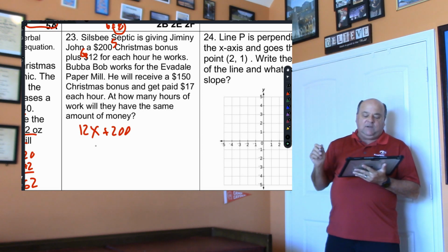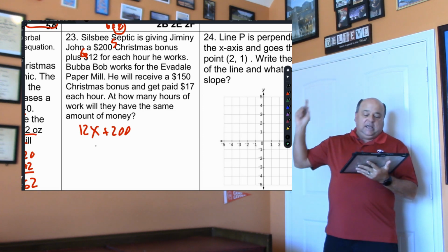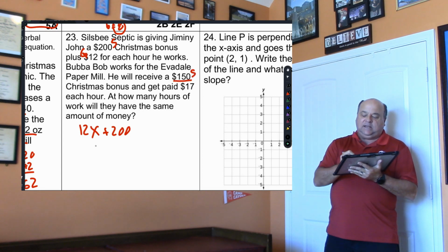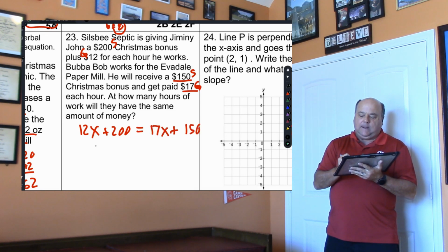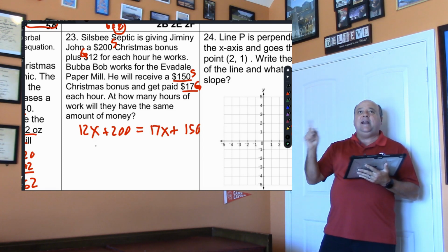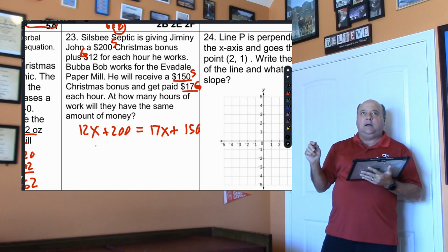Bubba Bob works for Evadale Paper Mill. He will receive a $150 bonus. That's his starting amount. And get paid $17 an hour. That's his growing number. So we have 17x plus 150. You want to solve that for x, because we want to find out when they have the same amount of money.